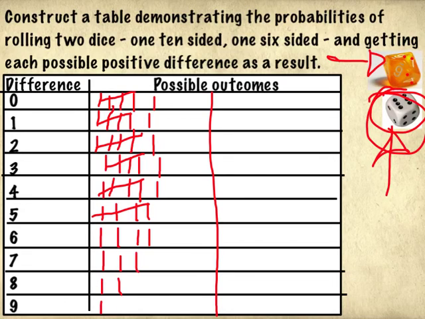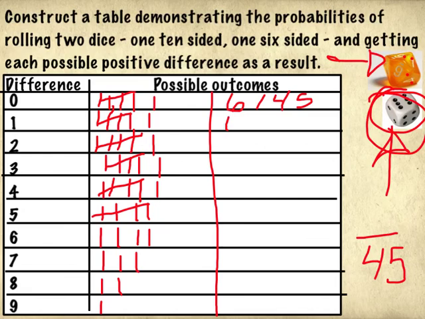So I just have to count up 5, 10, 15, 20, 25, 30, 31, 32, 33, 34, 35. There's 4 here, so 35 plus 4 is 39, 40, 41, 42, 43, 44, 45. There's 45 possible outcomes. So my chance of getting 0 is 6 out of 45.